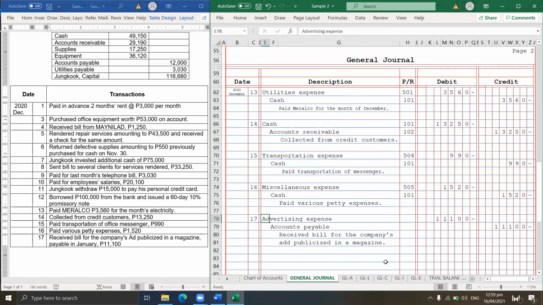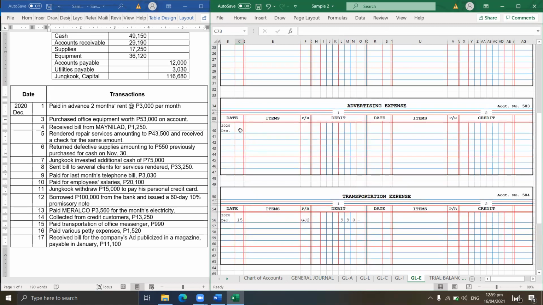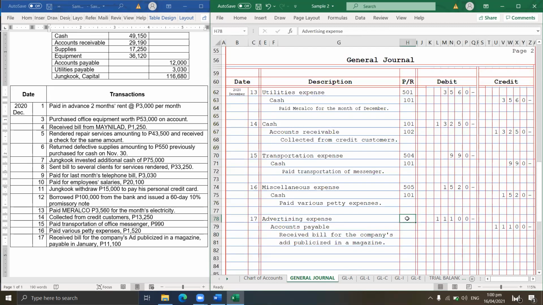So advertising expense, we debit it. Okay, December 17, walang items. PR is still GJ2. Then 11,100. Okay, so that's for the advertising expense. The account number is 503. So balik tayo sa journal for the account number 503. And then we credited accounts payable.